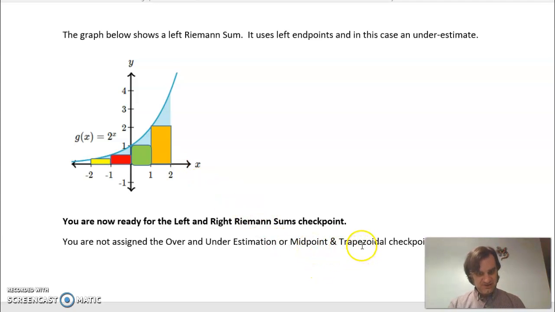And then trapezoids, which would go along a diagonal, which still would not be correct. It would use the left and the right endpoints to draw a straight line, which in this case would still be an overestimate, I believe. But there's other ways to get a little bit more accurate here. But that is what we need to estimate the area under this curve.